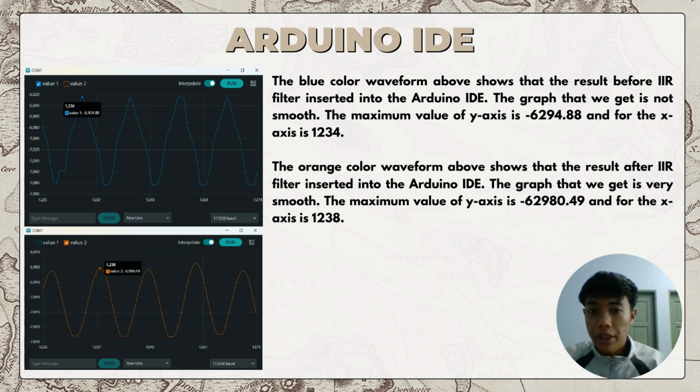For the orange color waveform above, it shows the result after the IIR filter was inserted into the Arduino IDE. So the graph that we get is very smooth. The maximum value of the y-axis is negative 62980.49 and for the x-axis is 1238.